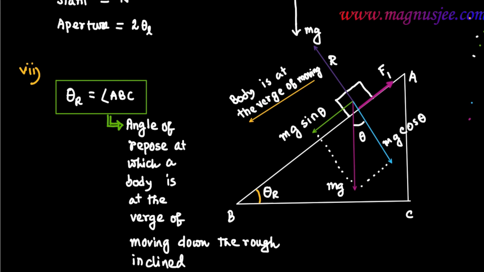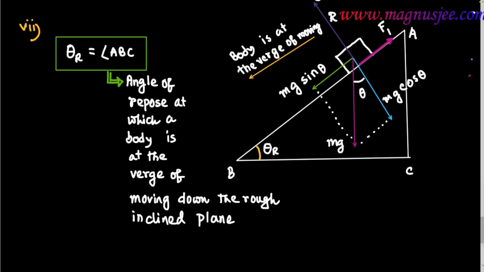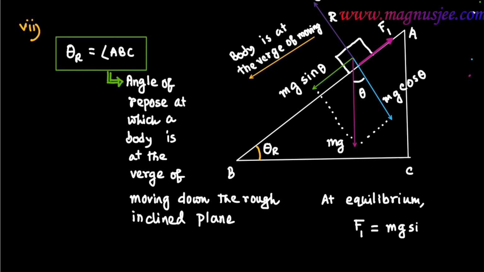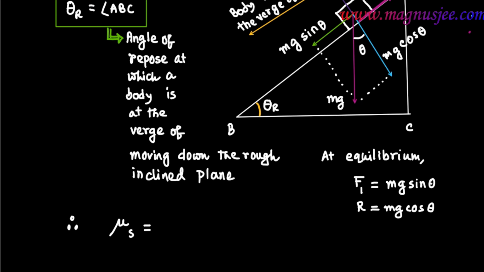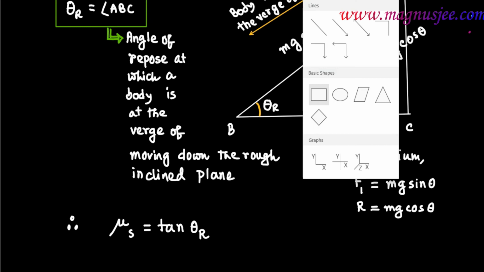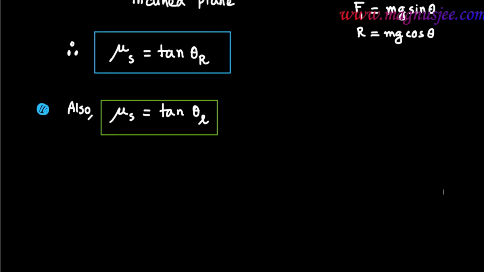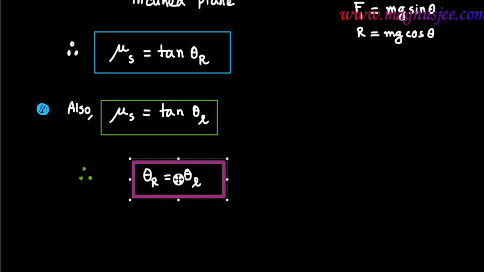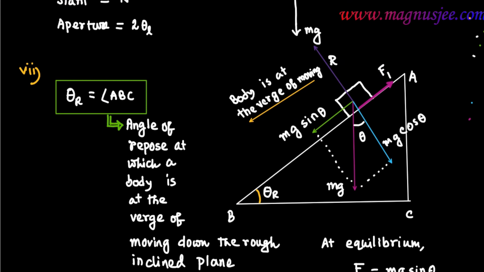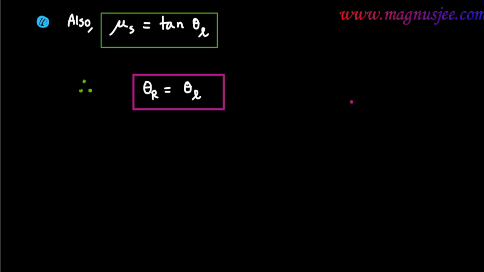Moving down the rough inclined plane AB, theta R is the angle of repose. At this equilibrium condition, limiting friction FL equals mg sin theta, and normal reaction R equals mg cos theta. Also, μs, the coefficient of static friction or coefficient of limiting friction, is equal to tan theta R, the tangent of the angle of repose. And we know that μs is equal to tan theta L, where theta L is the angle of friction. Therefore, we can say that theta R is equal to theta L: the angle of repose for a body on an inclined plane will be equal to the angle of friction theta L.